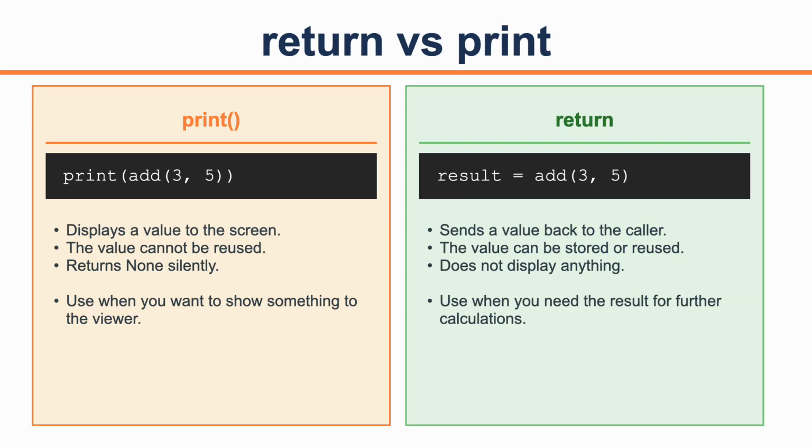Print and return are easy to confuse. Print displays a value to the screen, but that value cannot be reused by the rest of your program. Return sends a value back to the caller so it can be stored, passed to another function, or used in a calculation. Use print when you want to show something. Use return when you need the result for more work.